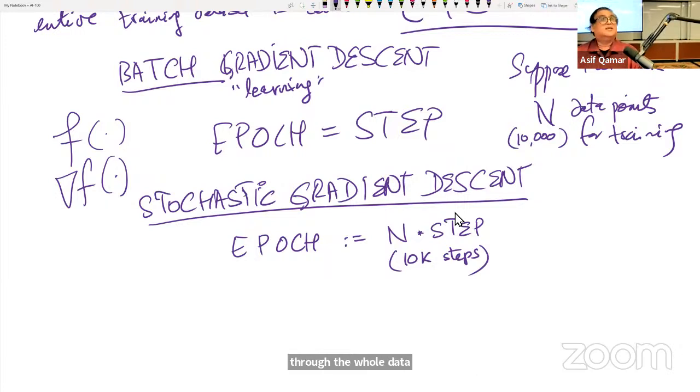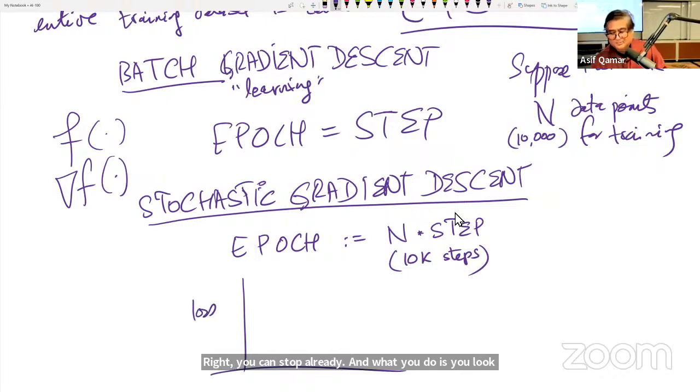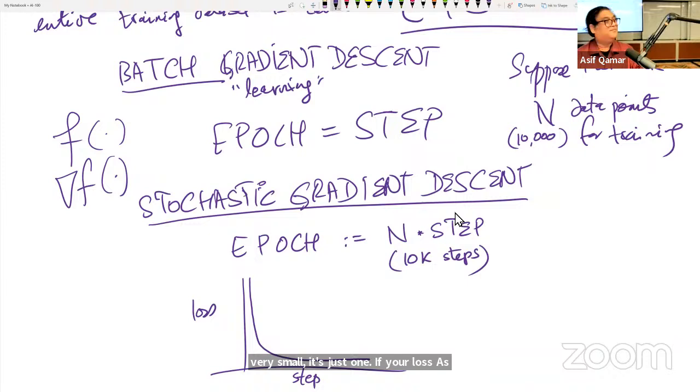You're literally seeing progress. And it opens the door to something called early stop. If you notice that the machine has learned enough, quite often you don't even run it through the whole dataset. So you don't even do one epoch. You just sort of say, enough, right? You can stop early. And what you do is you look at how the loss, the total loss, is moving with steps. Because here, now your step size is very small, it's just one. If your loss has flattened out, do you think that there's much value in going on and on and on and on? No. You might not even be done with an epoch, right?